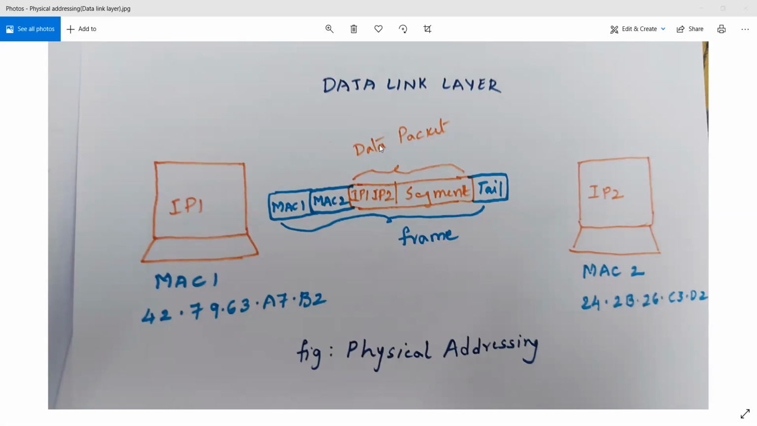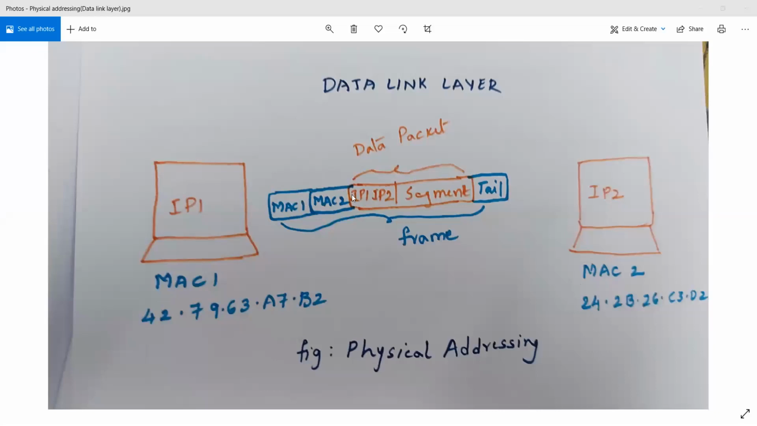Now, when this comes to the data link layer, as I already told you, there are two layers in the data link layer. The first is the logical link layer, and the other is the medium access control layer. Like an IP address, every computer has a unique MAC address in the data link layer. For host A, MAC1 is this number, a 12-digit alphanumeric number. Similarly, host B also has a unique 12-digit alphanumeric MAC number.